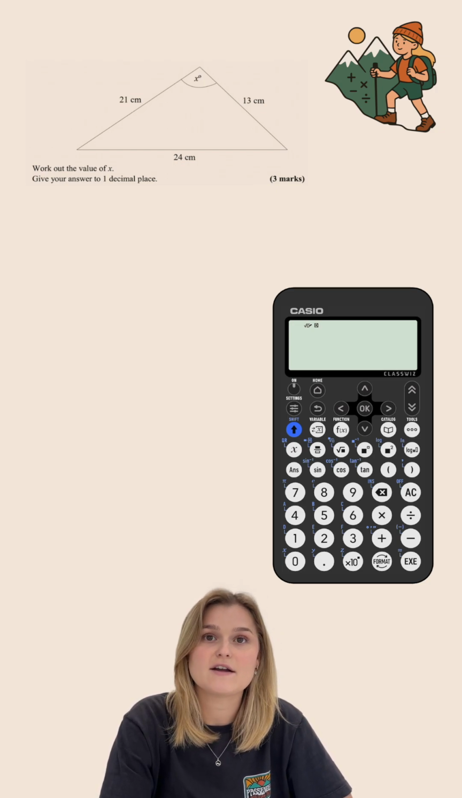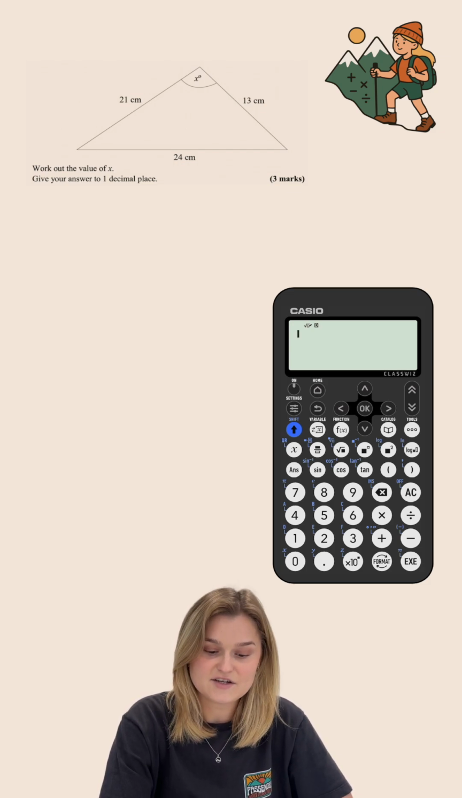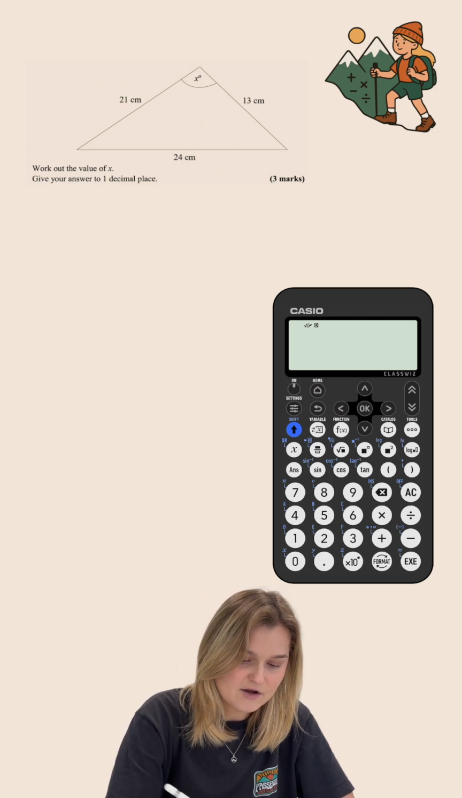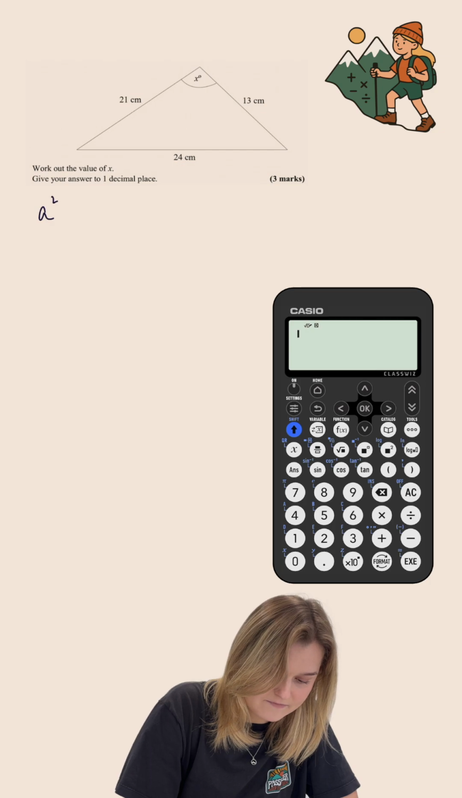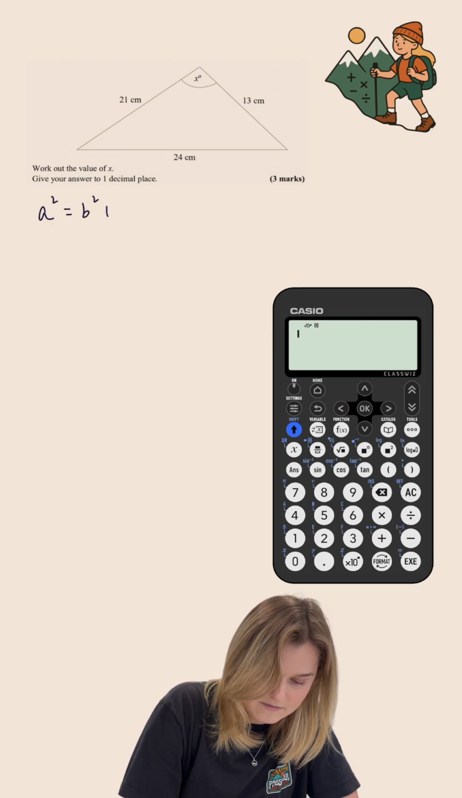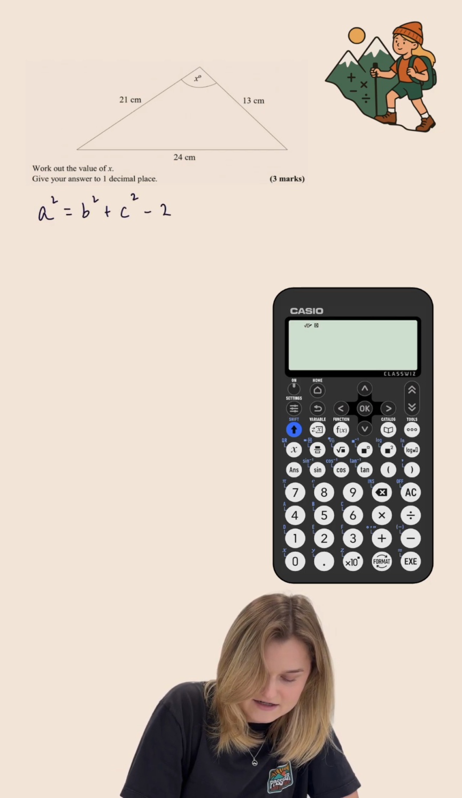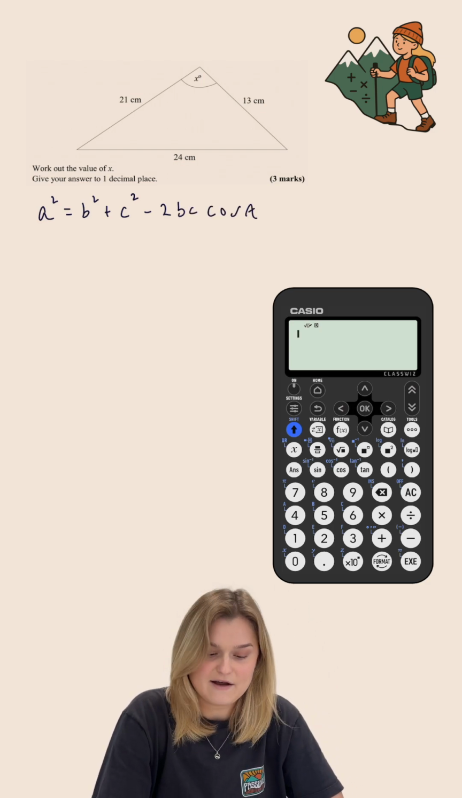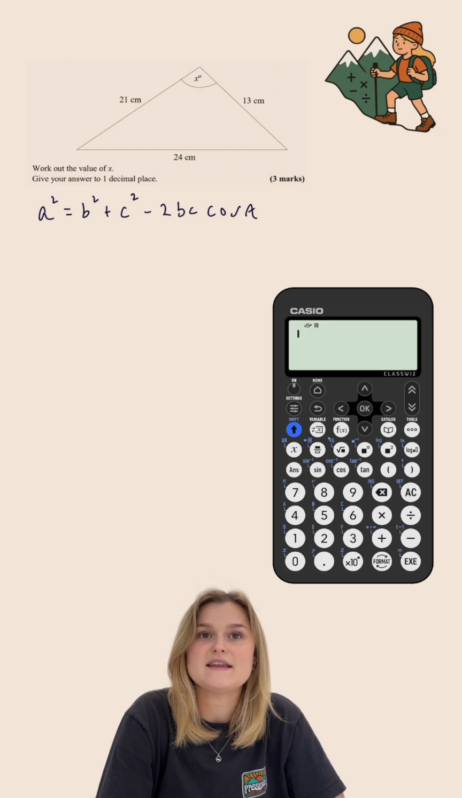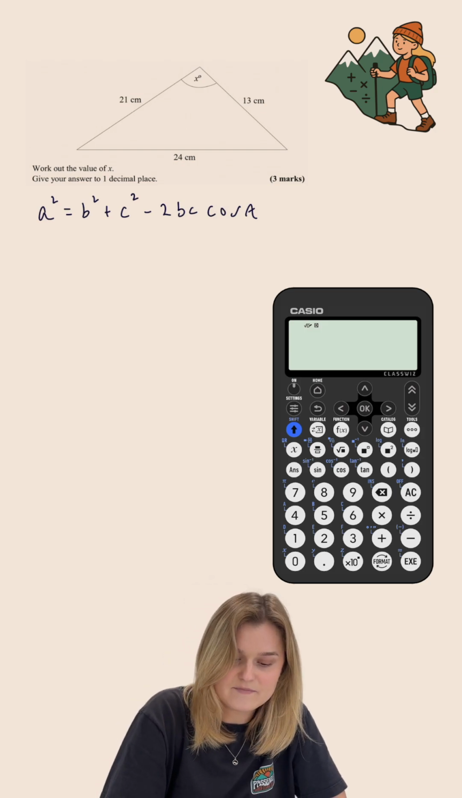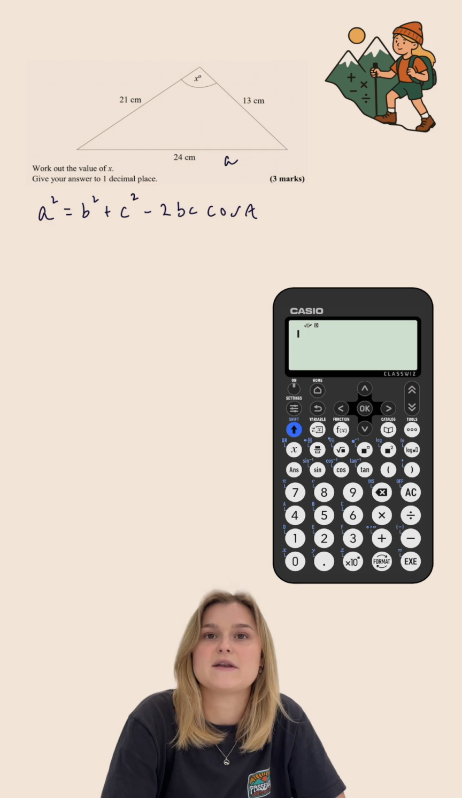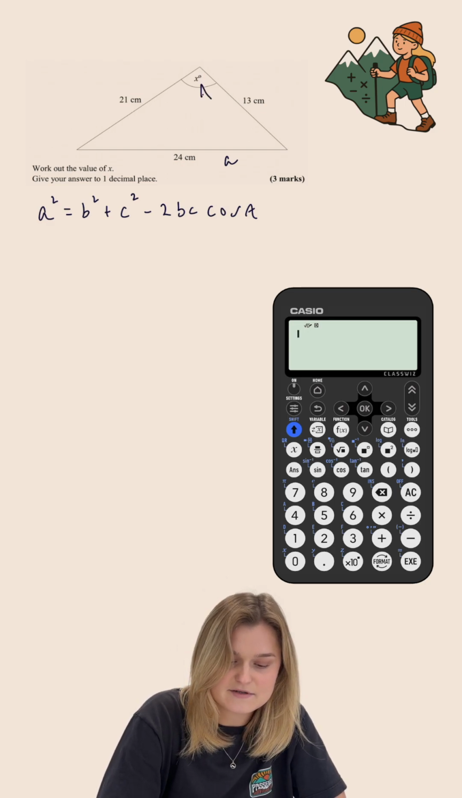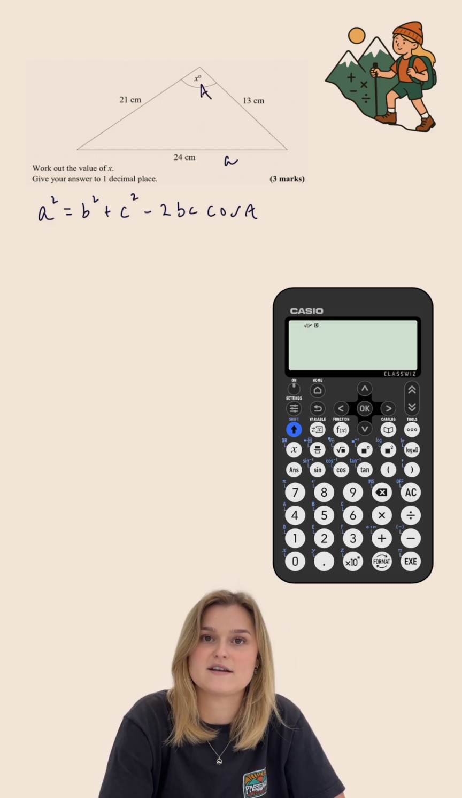I can only use the sine rule if I know a side and an angle that are opposite each other. Since I don't know any of the angles, I definitely don't know a side and angle opposite each other. Now the cosine rule states that a squared is equal to b squared plus c squared subtract 2bc cos of A. Now a and capital A need to be the side and angle opposite each other. So lowercase a is going to be my 24 centimetre side and capital A is going to be this angle x that I'm trying to figure out.